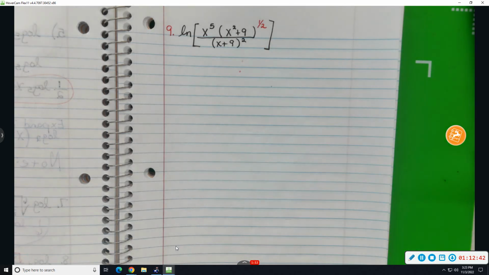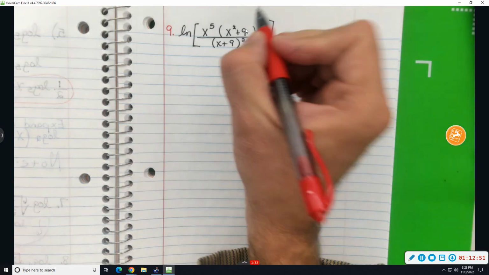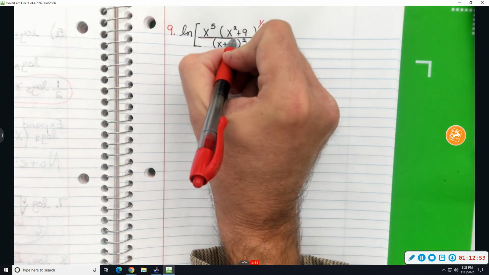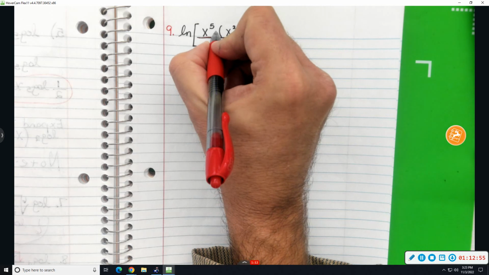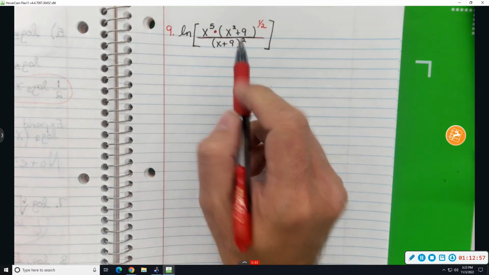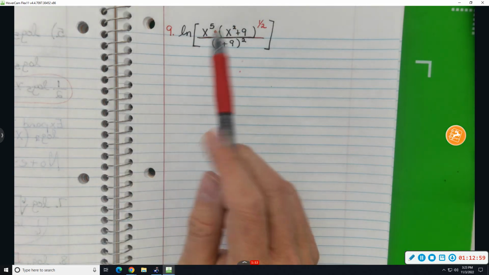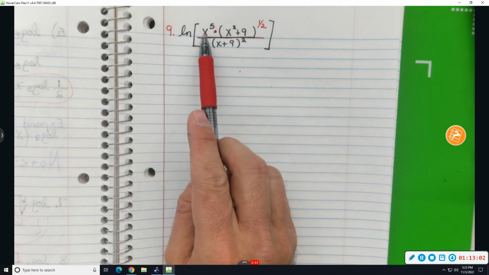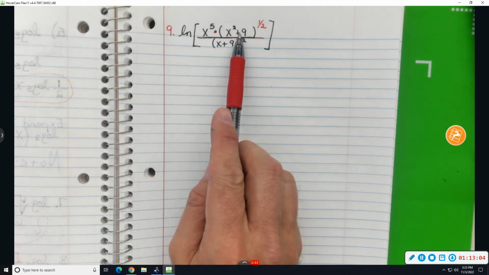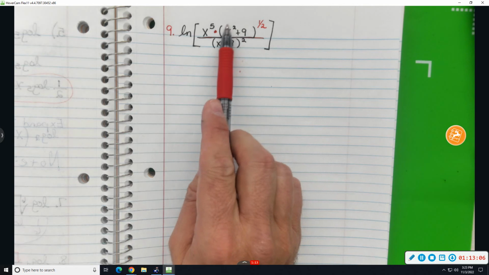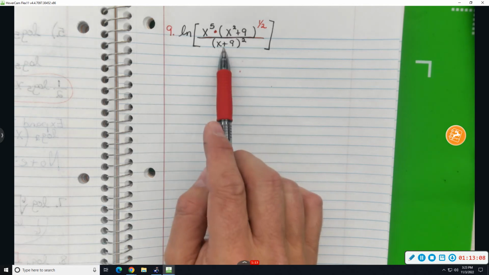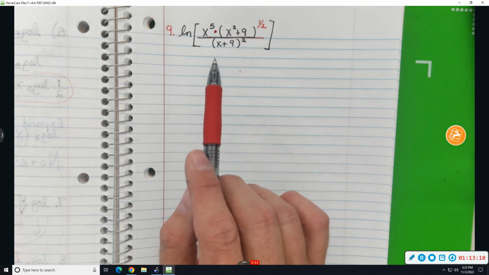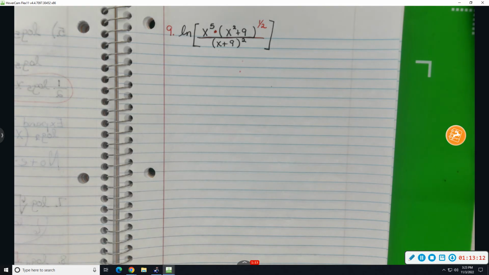Now, we separate these things at multiplication and division, not at addition and subtraction. This looks like an m plus n and m plus n. Remember, what did I say? You cannot split up a sum or difference. This is going to break up into 3 logarithms. 1, 2, 3. We can't split up that x squared plus 9. We can't split up that x plus 9. There's only going to be 3 logarithms.